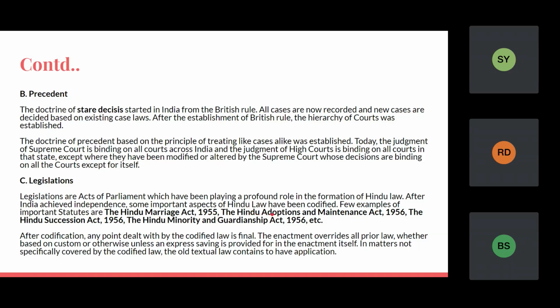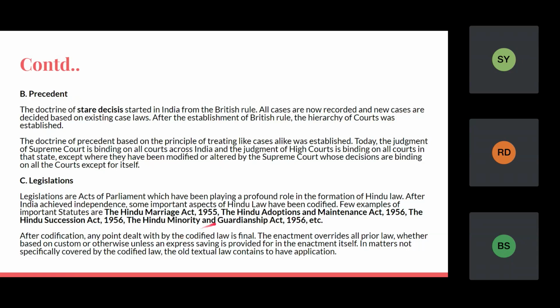Now the Hindu Adoptions and Maintenance Act: rules and regulations relating to the adoption of a particular child, and the maintenance of wives and others, come under the 1956 legislation. Then the Hindu Succession Act: how the property of a Hindu is to be divided is seen in the 1956 Act. Then the Hindu Minority and Guardianship Act. All these laws apply only to Hindus.